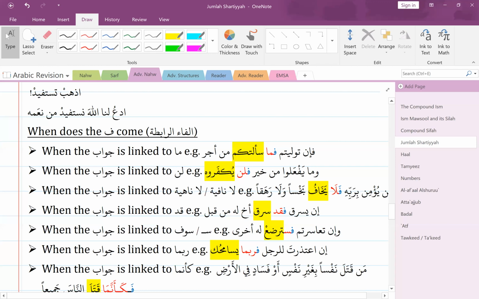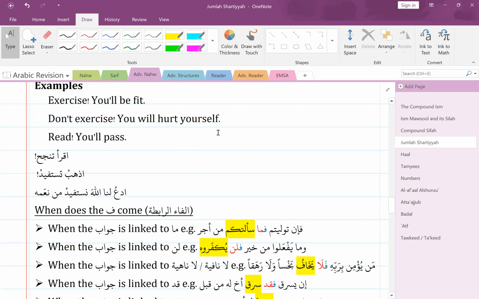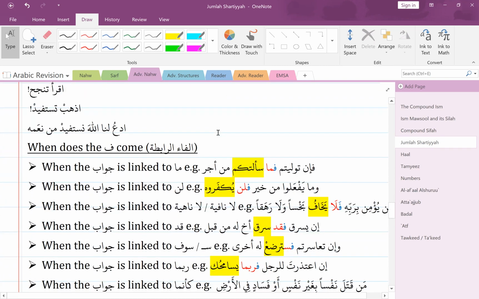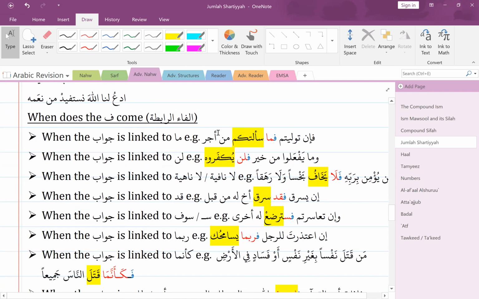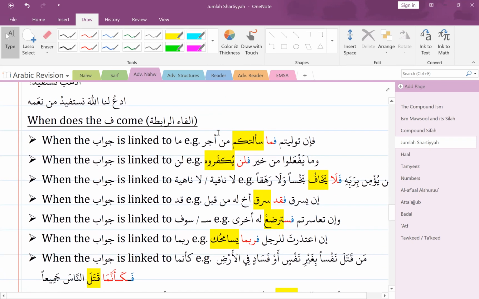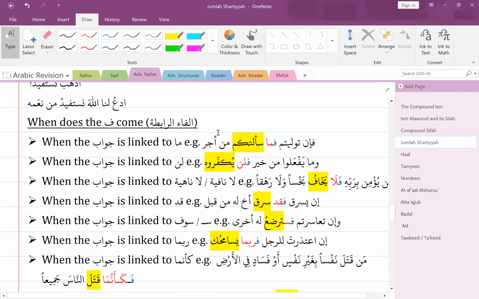Now, we're going into another concept that is related to Shart. So we're going into another concept that is related to Jawabu Shart specifically. And this is the fa arabita. This is the fa that normally comes with the Jawabu Shart.